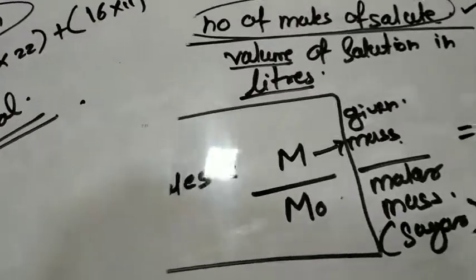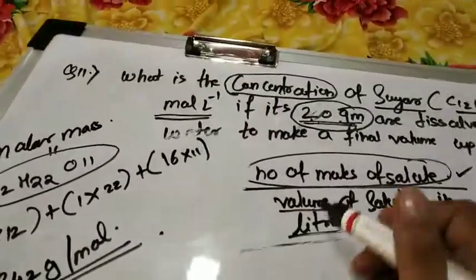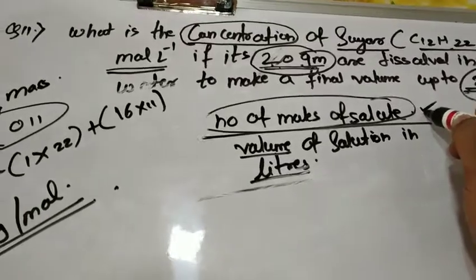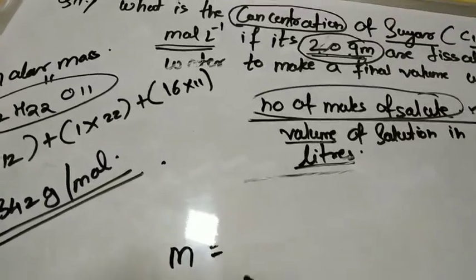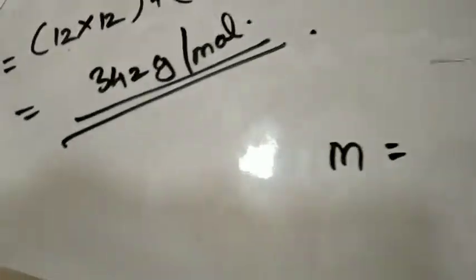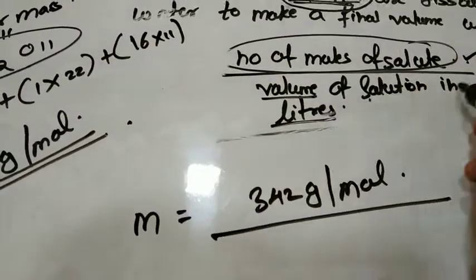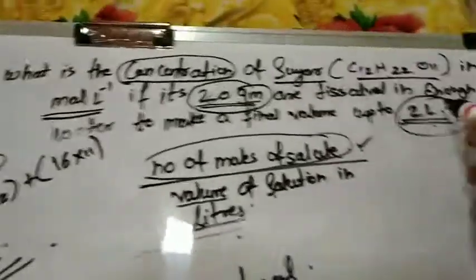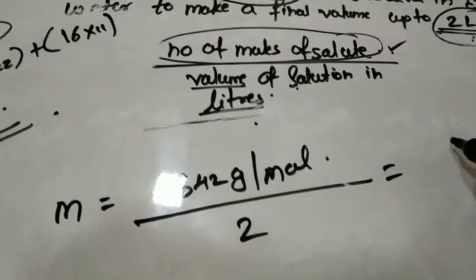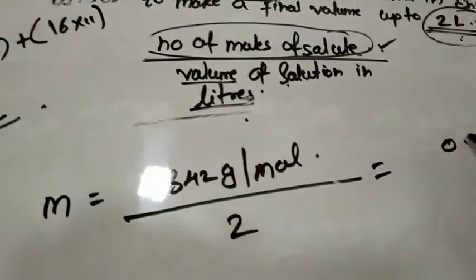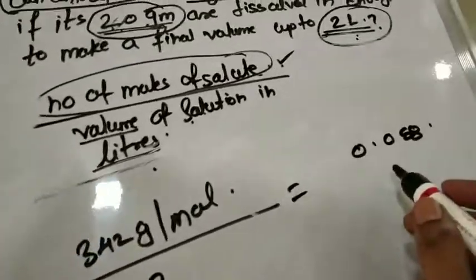Okay, so here we calculated the molar mass of a solute. Okay, now we are going to put into a formula. Molarity is equals to number of moles of a solute is 342 gram per mole. Okay, divided by volume of a solution in liters. So how many liters we had taken? 2 liters. So 2 is equals to 0.058.